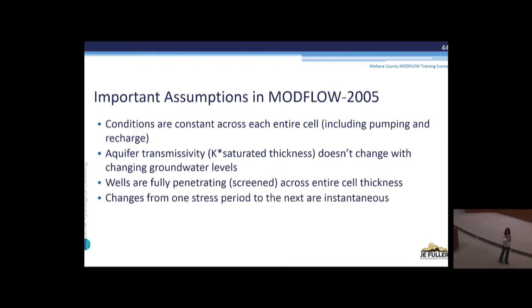Changes from one stress period to the next are constant. They're instantaneous. There's not like this gradual shift. Things change abruptly at the end of a time step and stress period. So that's not usually important, but that's an assumption that happens in the model.